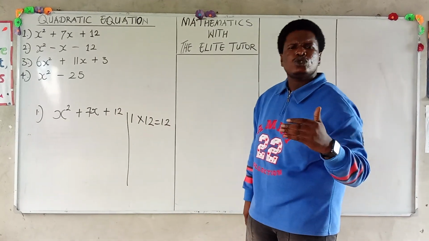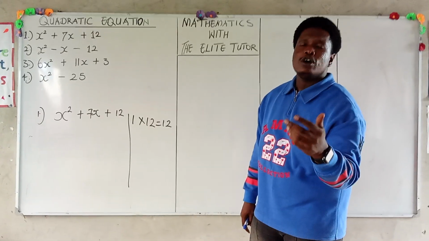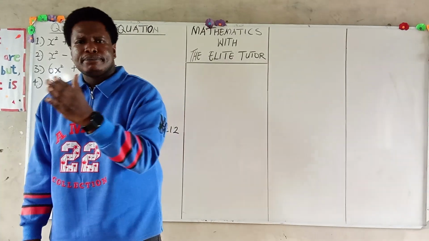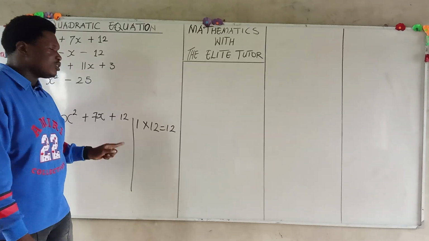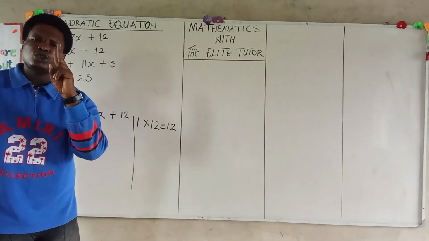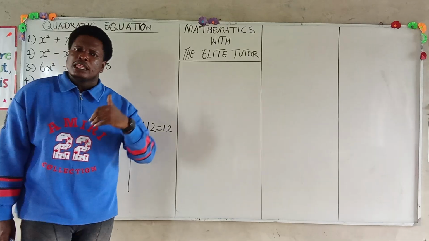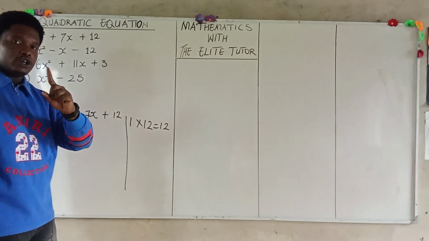So what are those two numbers? Now, if we think very well, we'll see that those two numbers are 4 and 3. How do I know? 4 times 3 gives us 12. And if we sum it, 4 plus 3 gives us 7. So those two numbers meet the criteria. So what are we going to do? Those two numbers are going to replace the middle number.